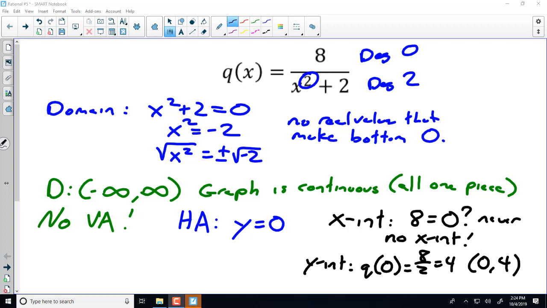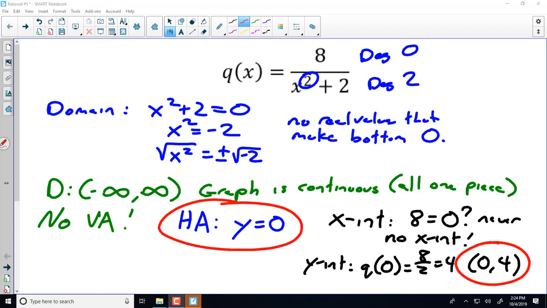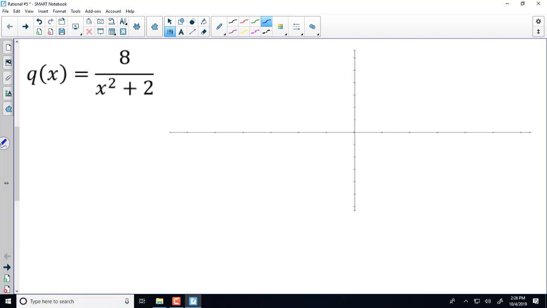But really, after all the dust settles here, we're looking for asymptotes, domain, x-intercepts, y-intercept. The only two things that we really have found out to help us draw the graph are the horizontal asymptote of y equals 0 and the y-intercept is (0, 4). So I'm not sure what we're going to do. Let's go to a graph and see what we can do. Not a whole lot to go on here.